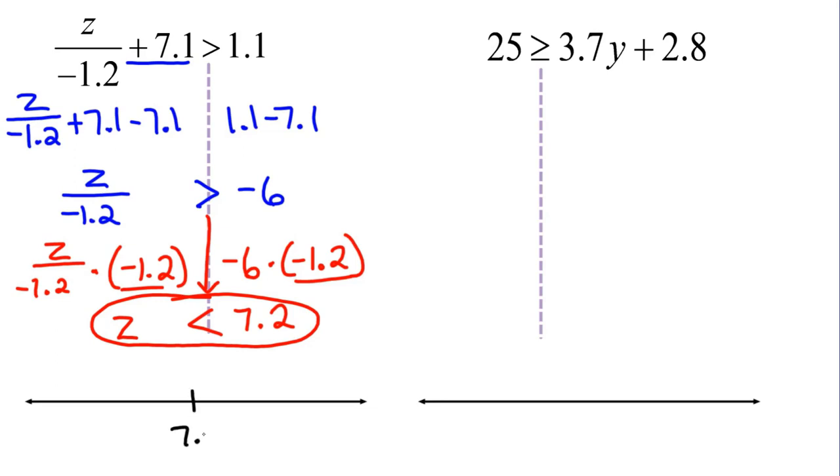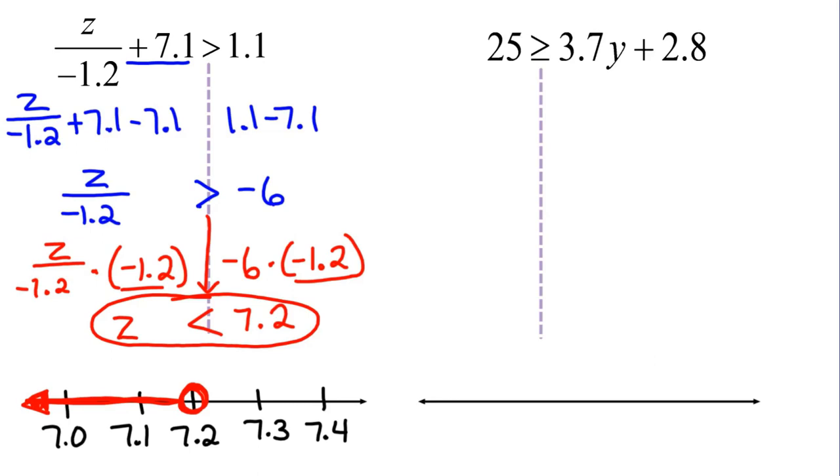So when I graph my solution here, here's 7.2, 7.3, 7.4, 7.1, 7 or 7.0. z is less than 7.2, so not included. That's an open circle. And shaded to the left, everything to the left of 7.2 is my solution.